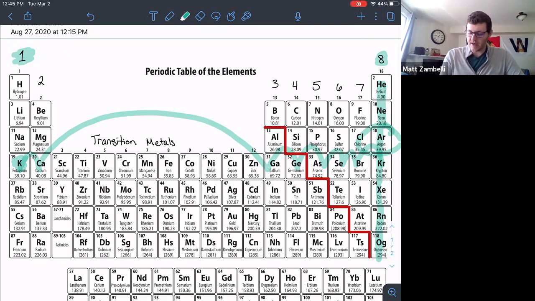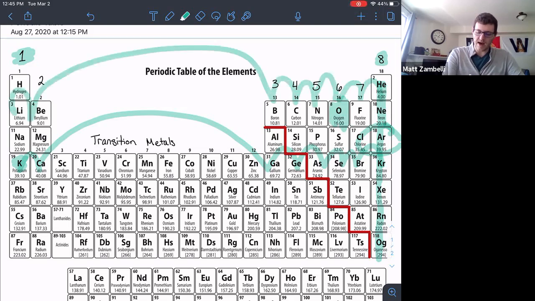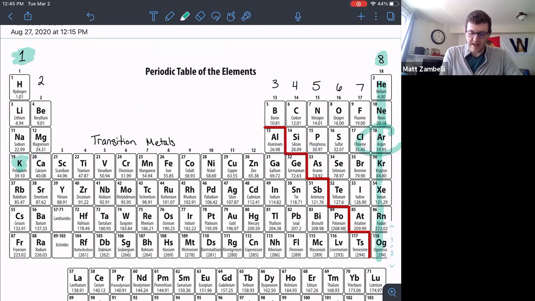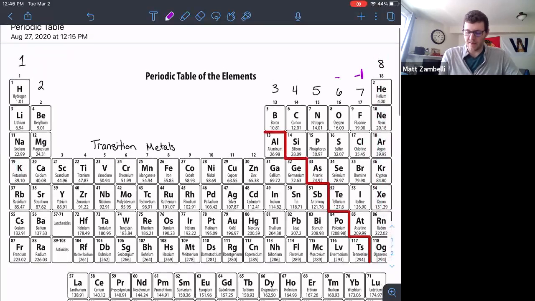But these guys over here, like oxygen, if we're trying to get to 8, we can either gain 2 or we can lose 1, 2, 3, 4, 5, 6. So it's going to be easier to gain 2 than it is to try and lose 6. So if we're gaining electrons, we're going to add negative charges. So this would have a -1 charge if it gained 1 electron. These guys would have a -2 charge. These guys would have a -3 charge. And then it goes the opposite way.